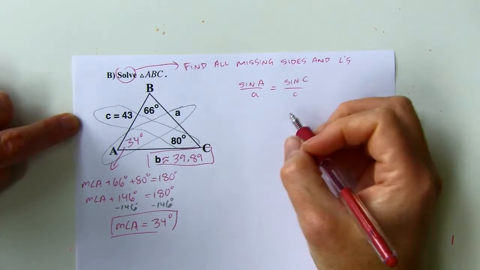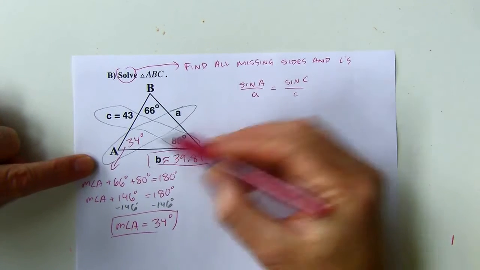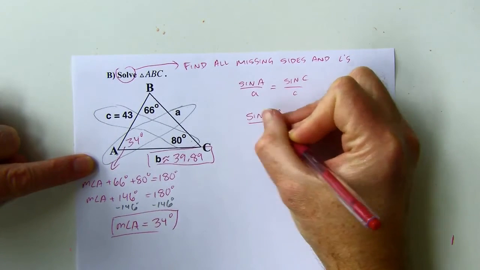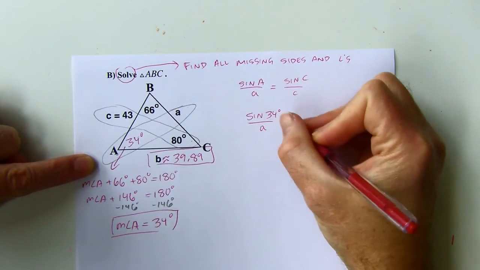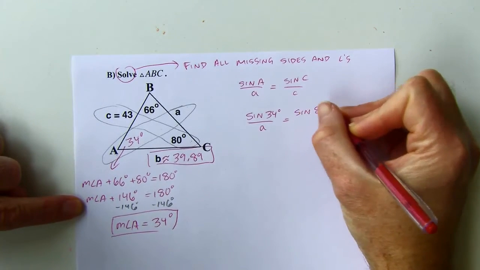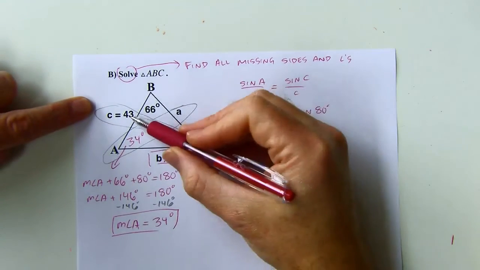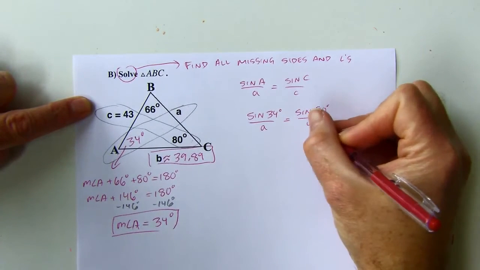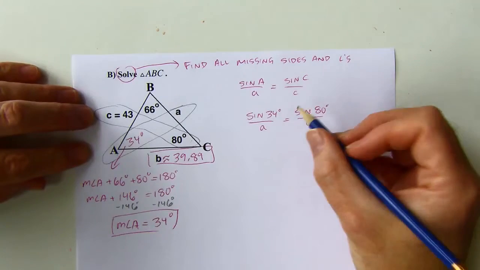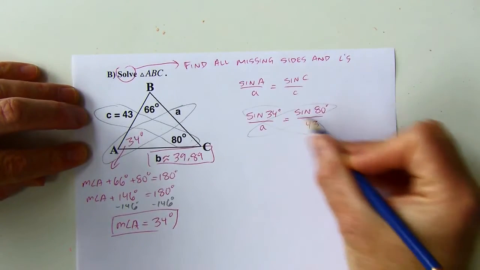Let's just plug in the pieces we know here. Okay, so I know angle A is 34 degrees. Side A I don't know yet. Angle C is 80 degrees, so this is sine of 80 degrees, and this is 43 for side C. And now I can cross multiply to find side A. Okay, so let's go ahead and do that.